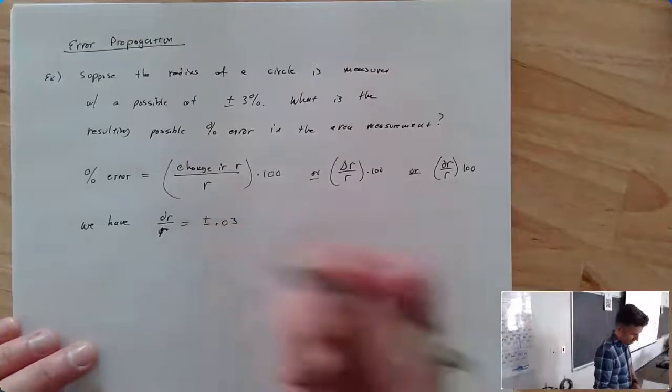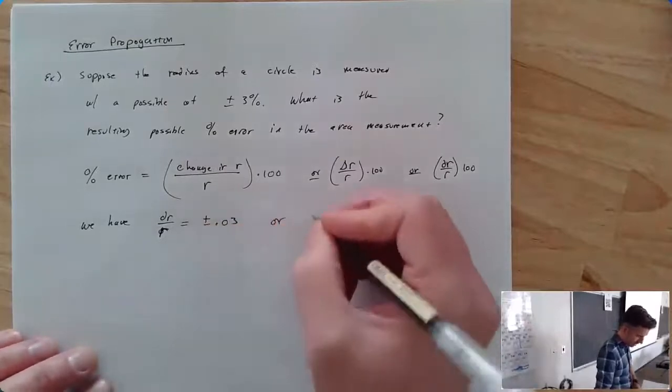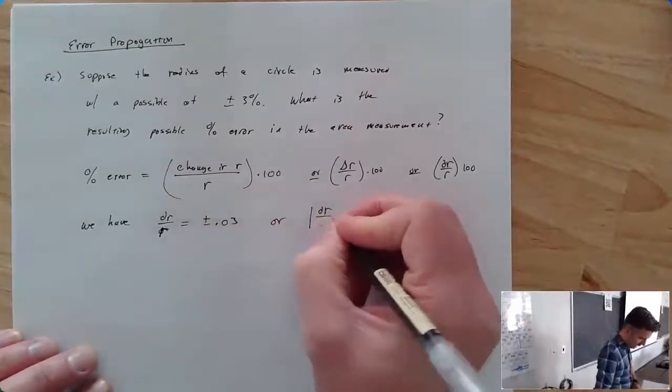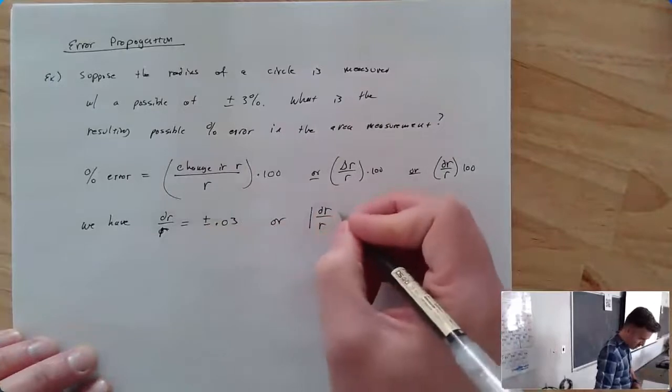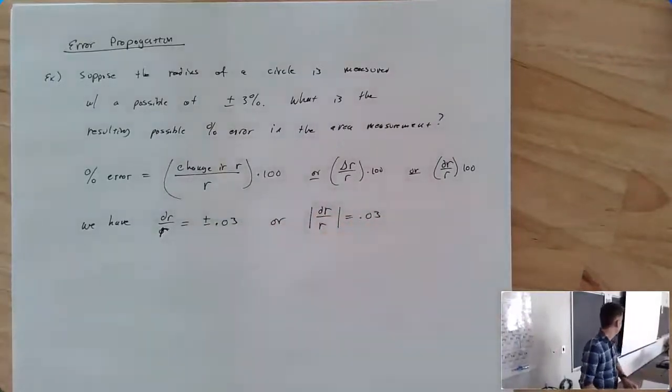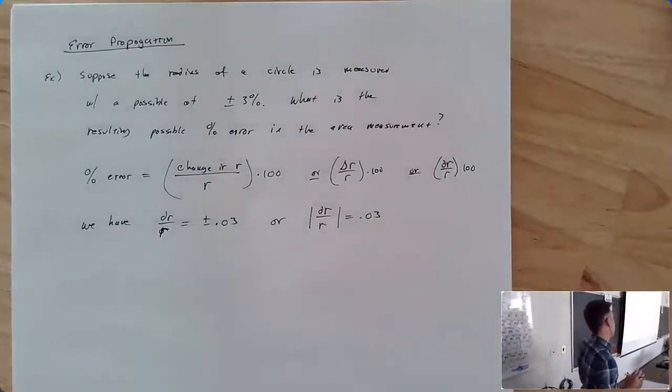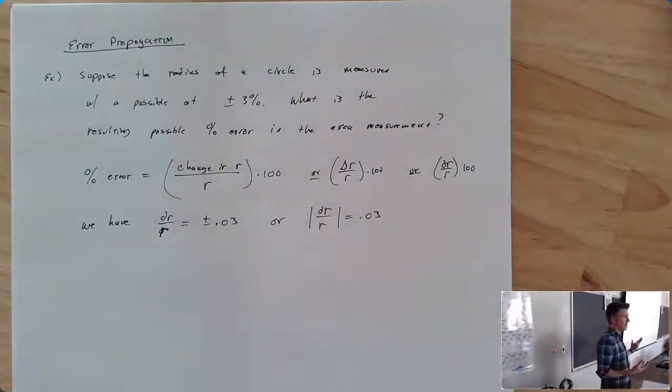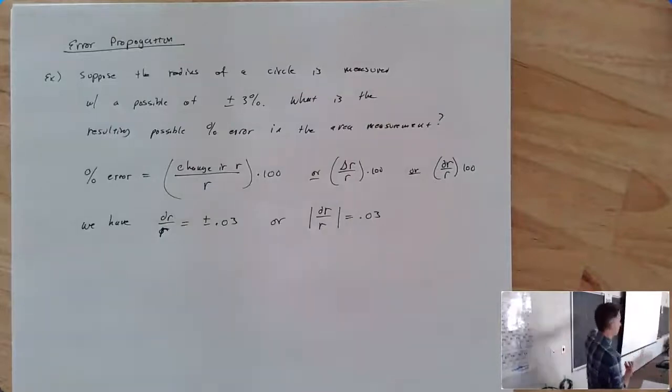Now, another way to deal with this is to write it as an absolute value. We can say that the absolute value of dR over R is just 0.03. You might be saying, it was up to 3%. Yeah, I know I said it was up to 3%, but typically when we say that, we're just going to say that the error is the maximum possible error to make the calculations easier. I don't want to write that as less than or equal to 0.03. I'm just going to write this equal to.